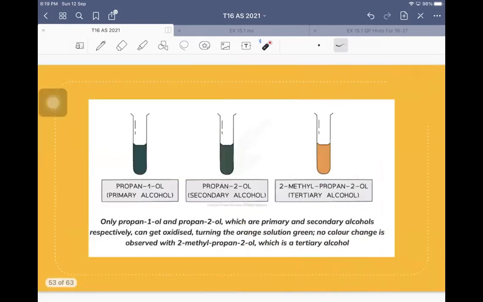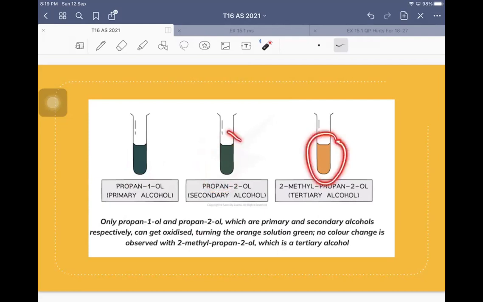For example, here we have propan-1-ol, propan-2-ol, and 2-methylpropan-2-ol. I'm guessing we are using potassium dichromate here, the oxidizing agent. You can see that at the end of the reaction, your orange solution of dichromate has turned green. So that means, yes, oxidation has occurred. In propan-2-ol, likewise, oxidation has occurred as well. However, in the third test tube, oxidation has not occurred. There is no change in color. So that means this must be a tertiary alcohol.